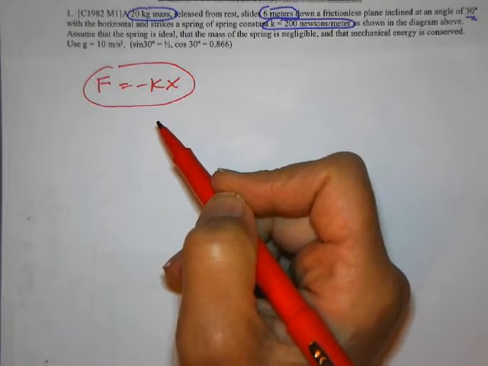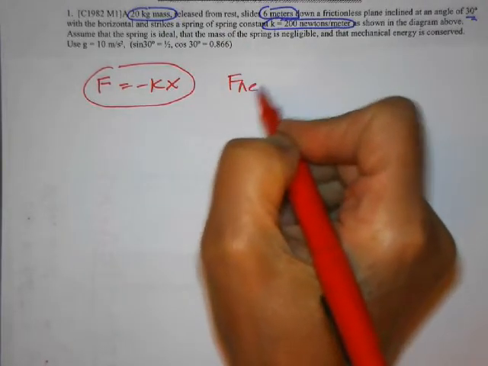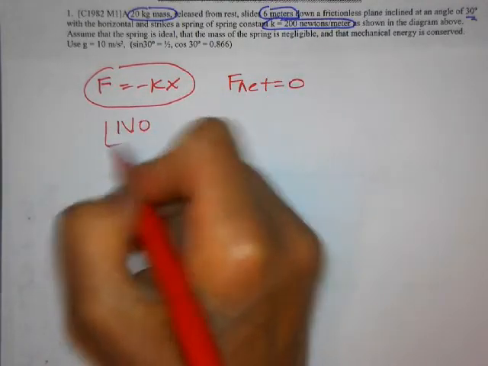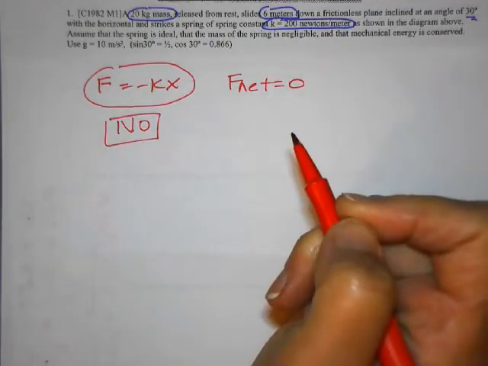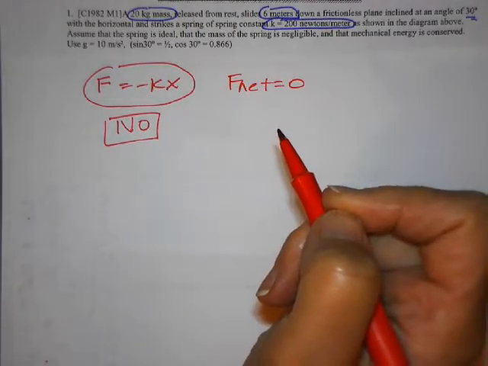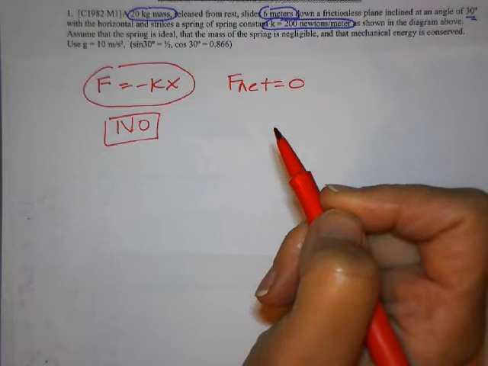So the maximum velocity is going to occur when the acceleration is 0, which would mean that F net is equal to 0. So the answer here is no, because at the instant the block strikes the spring, it does not yet exert a force. Okay.